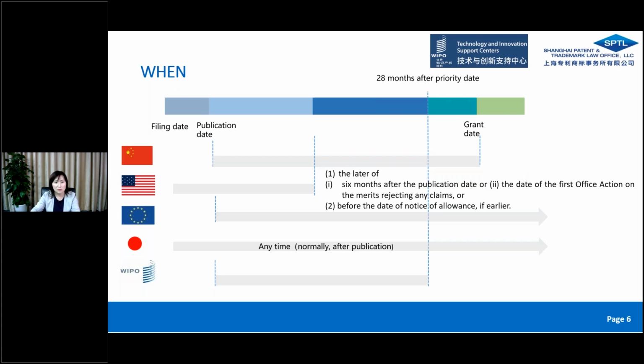In the US, the third-party submissions must be filed before the later of 6 months after the publication date or the date of the first rejection, or before the date of notice of allowance if it's earlier. In EPO, observations could be submitted at any time after publication of a pending application, including after a patent application has received a communication of intention to grant a patent. They may also be submitted in an ongoing opposition as well as during appeal proceedings.